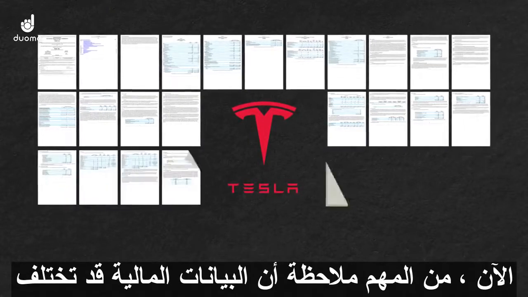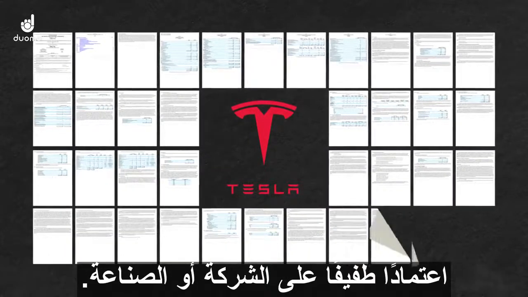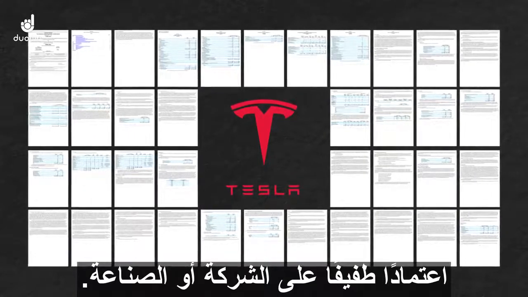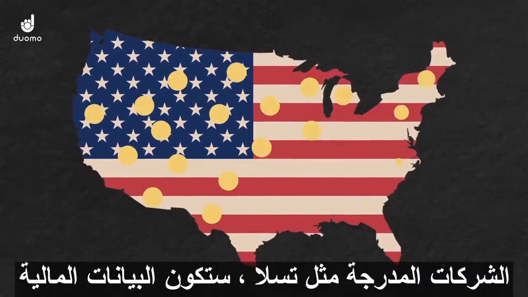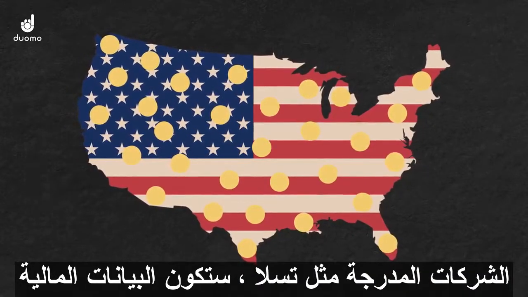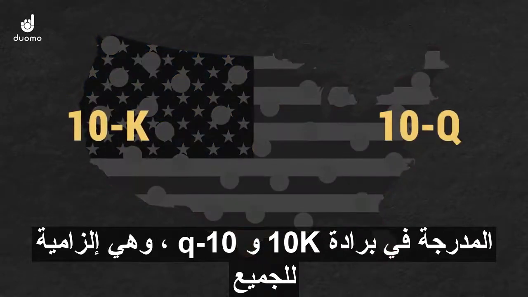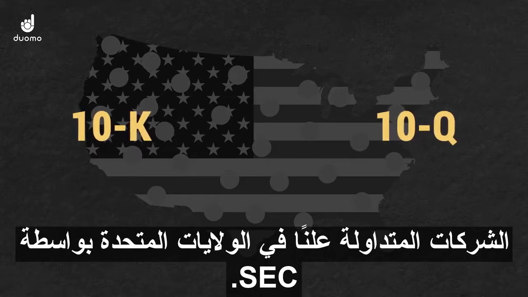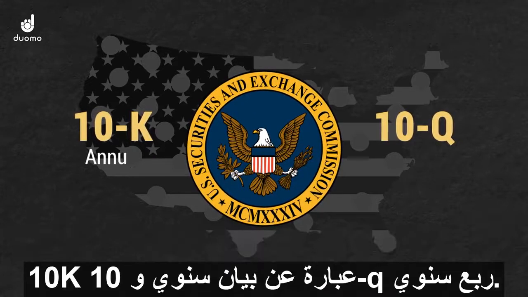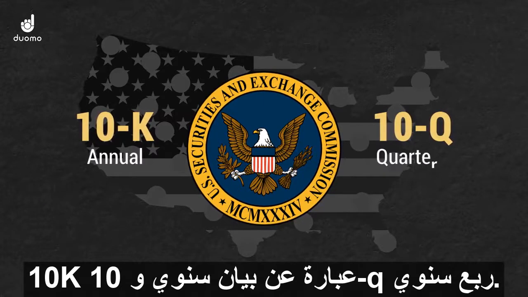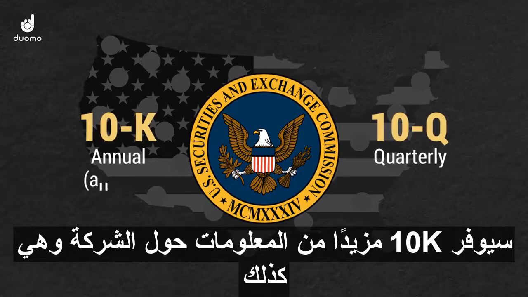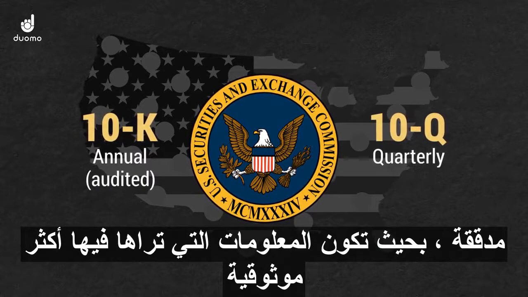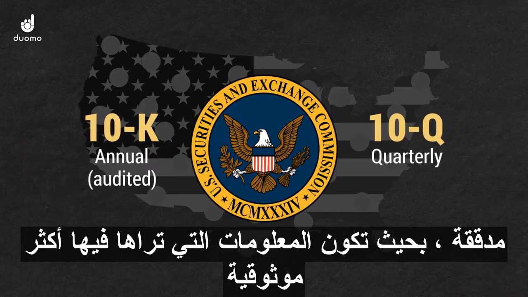Now, it's important to note that financial statements may differ slightly depending on the company or the industry or the country they report in. However, for US listed companies like Tesla, the financial statements would be included in the 10K and 10Q filings, which are mandatory for all publicly traded companies in the US by the SEC. The 10K is an annual statement and the 10Q is quarterly. The 10K will provide more information about the company and it is audited, so the information you see in it will be more dependable and more accurate.